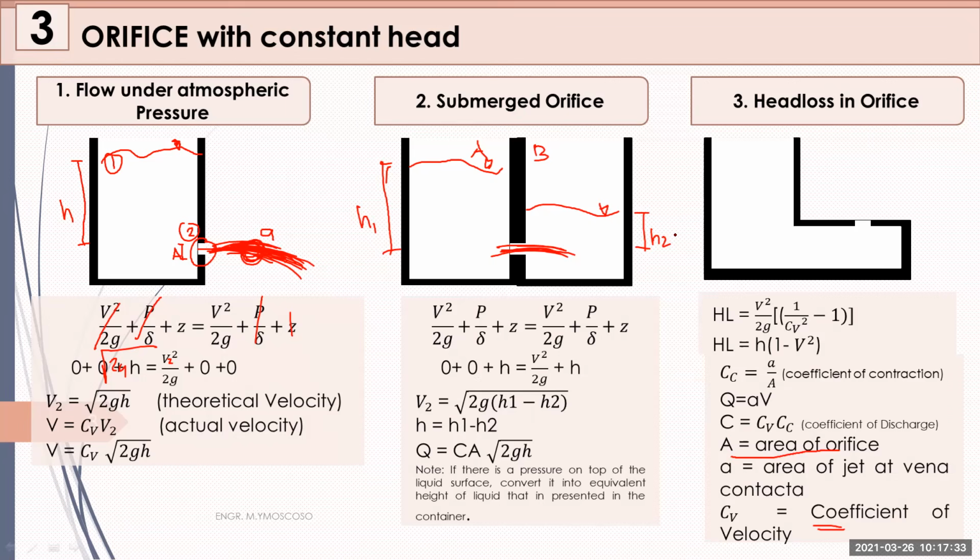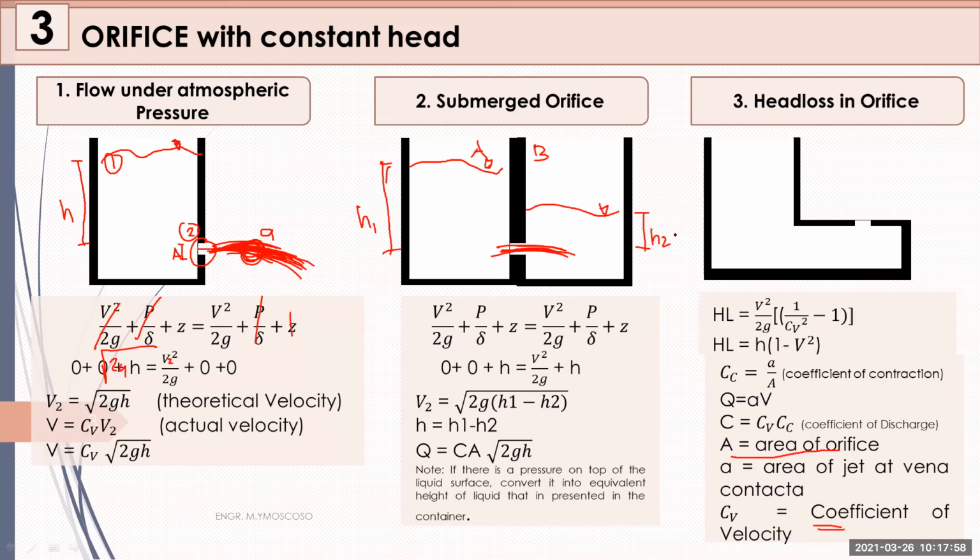So the same formula, no, for your theoretical velocity, that would be square root of 2g times the difference between the elevation of the water level of the two tanks. So that would be H sub 1 minus H sub 2. Okay, so you have a formula here for your discharge, no?